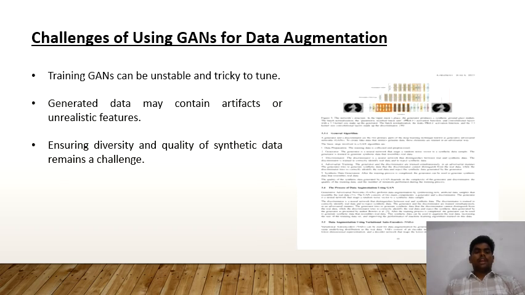Challenges of using GANs for data augmentation. Training GANs can be unstable or tricky to tune. Generated data may contain artifacts or unrealistic features. Ensuring diversity and quality of the synthetic data remains a challenge for developers training a model.